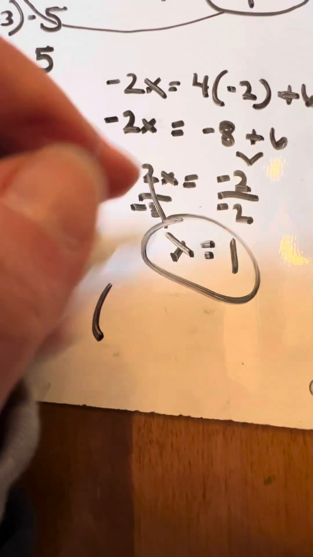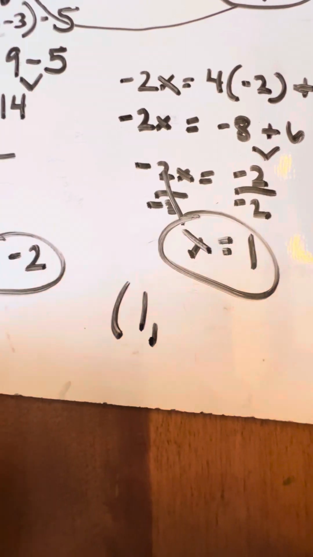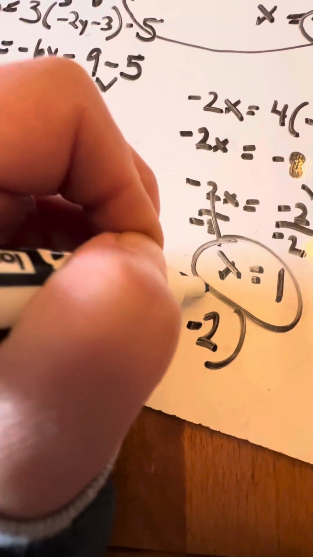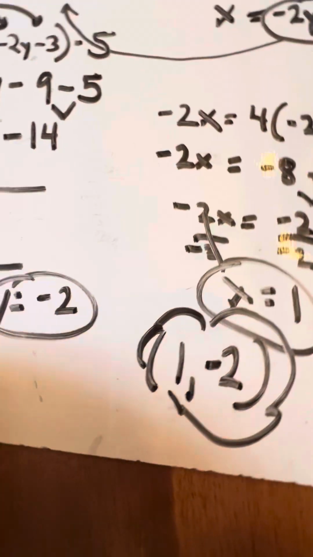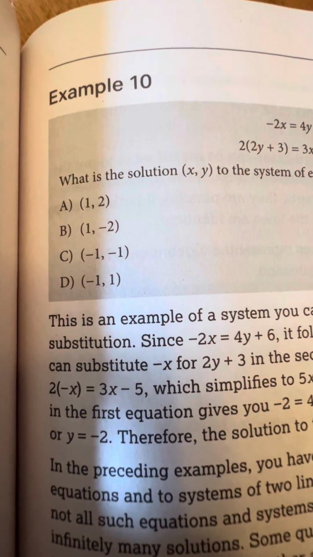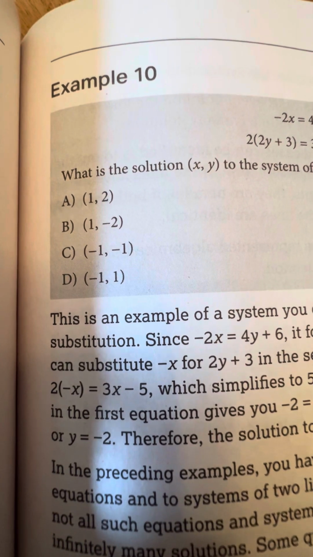So my answers are 1 for my x, -2 for my y, and that, my friends, is the finalized answer right there. And when I look at the options, I see that our choice for that is B. So B would be the correct answer.